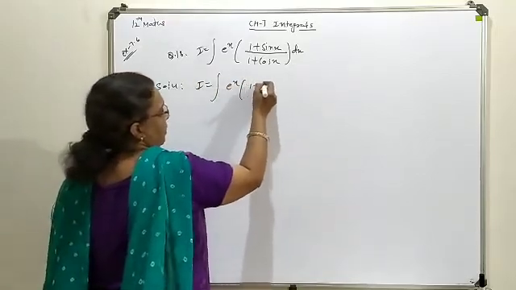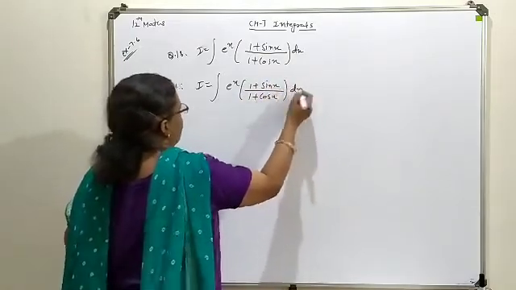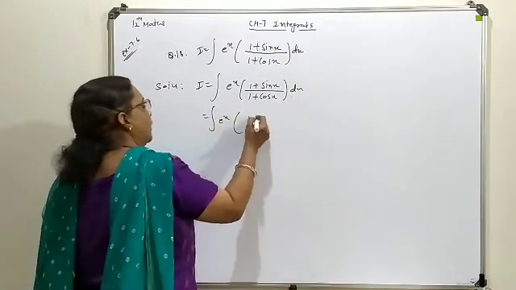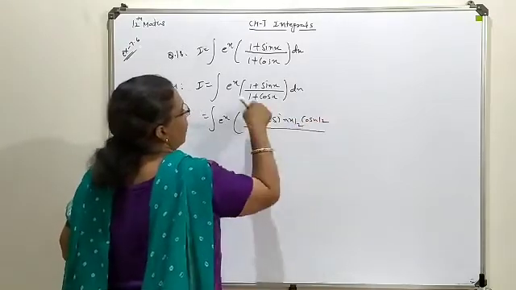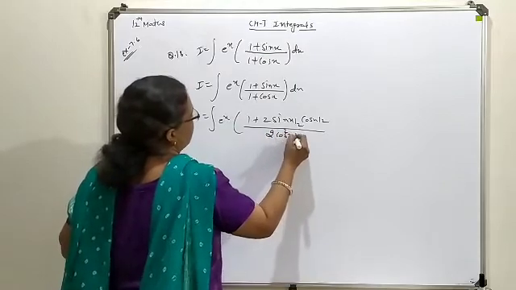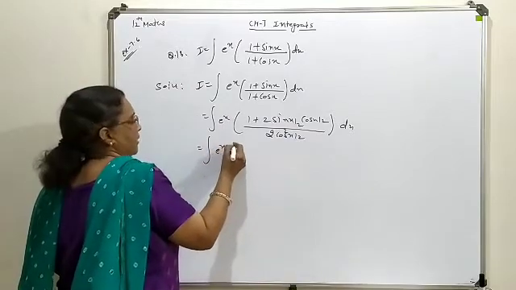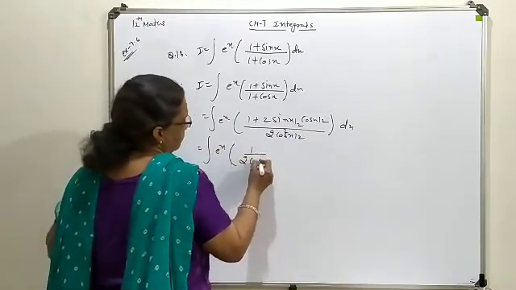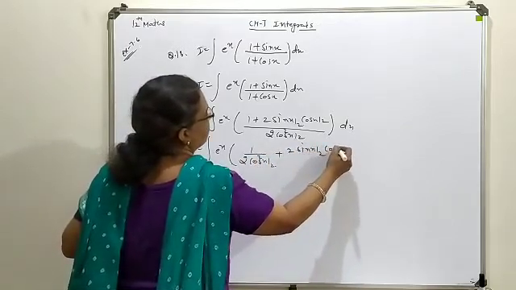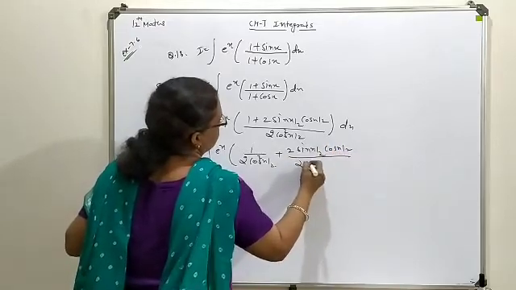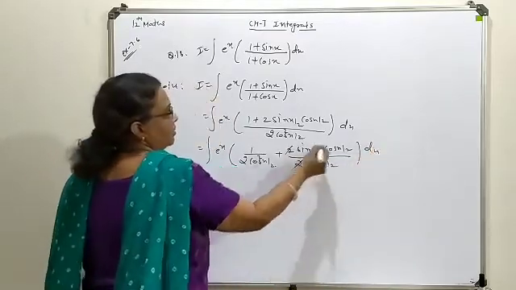So here what I told to write, this is your e^x, 1 plus 2 sine x by 2 cos x by 2. This 1 plus cos x you can write as 2 cos square x by 2, dx. Make these two terms separate, keeping e power x outside. So 1 upon 2 cos square x by 2 plus 2 sine x by 2 cos x by 2 upon 2 cos square x by 2, and dx. This is to be cut.